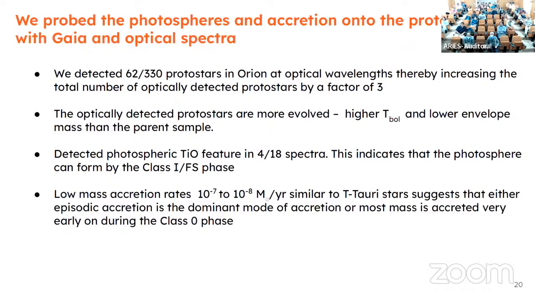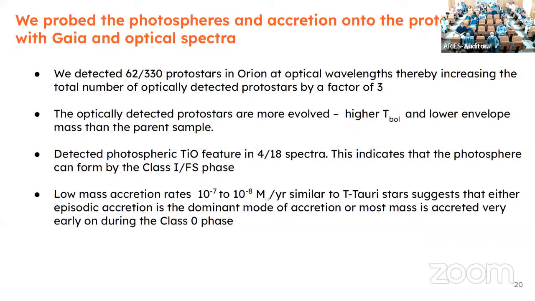Previously, only about 20 protostars were known at optical wavelengths, and now we have increased that number to 60. So that's a 3-fold increase in the number of protostars detected at optical wavelengths. We find that the optically detected protostars are also more evolved, having a higher bolometric temperature and lower envelope mass than the parent sample. The detection of photospheres, the titanium oxide feature in 4 out of 18 protostellar spectra, indicates that the photospheres can form very early on, perhaps in the Class I flat spectrum phase.